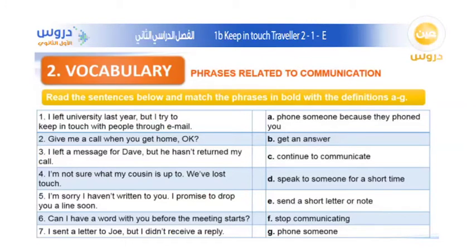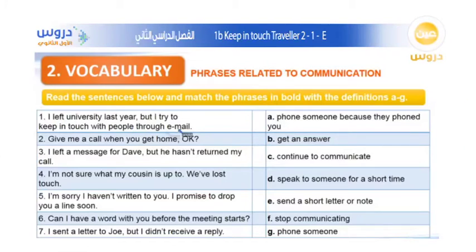Okay, here we are going to learn vocabulary phrases related to communication. Read the sentences below and match the phrases in bold with the definitions from A to G. So the first one, you have to write down in the text, in the chat zone here, you can write the correct answer.